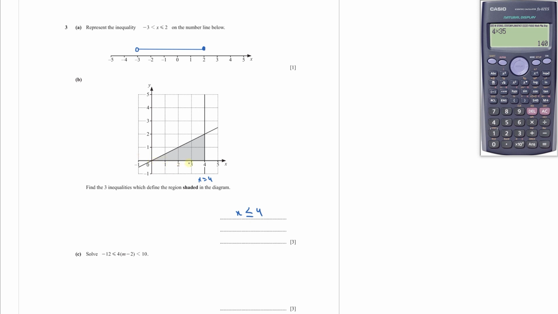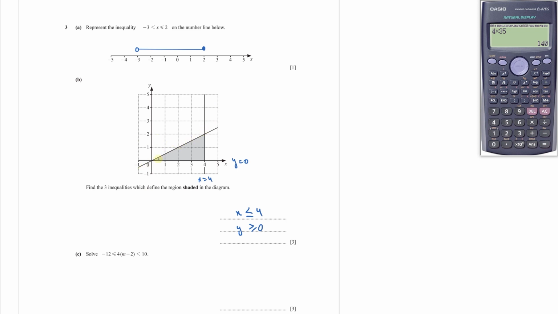This is y equals 0, which is the x-axis. So the shaded region is above this line, so this will be y is greater than or equal to 0. I'm using equality as well, greater than or equal to, because these are solid lines.